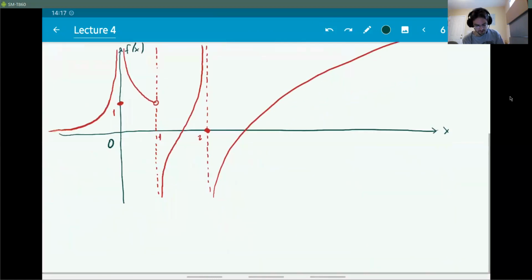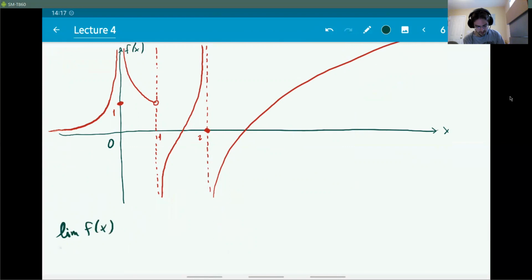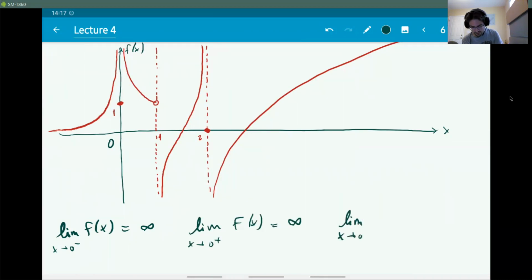So I hope by this point you will agree with me that on the, let's say, left of 0, it's going to infinity. On the right of 0, it's also going to infinity, which means the regular limit around 0 is also infinity, even though f of 0 is 1, which is irrelevant.